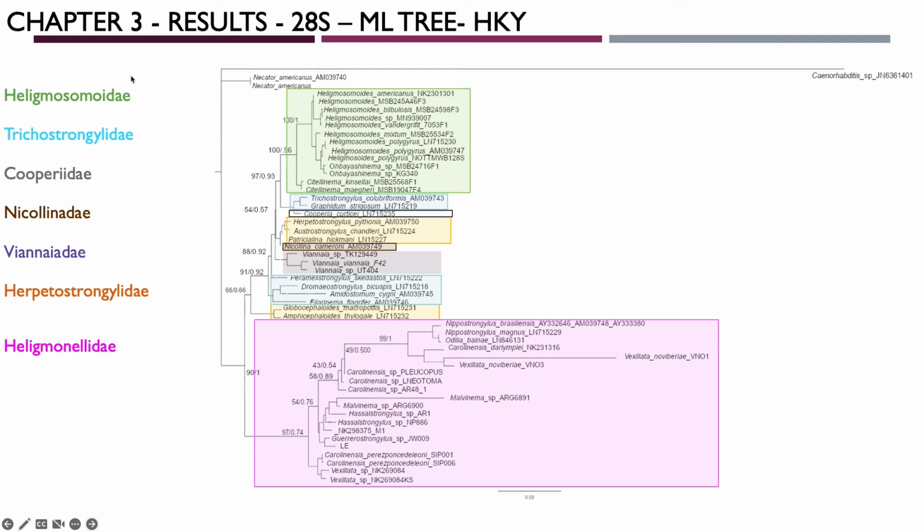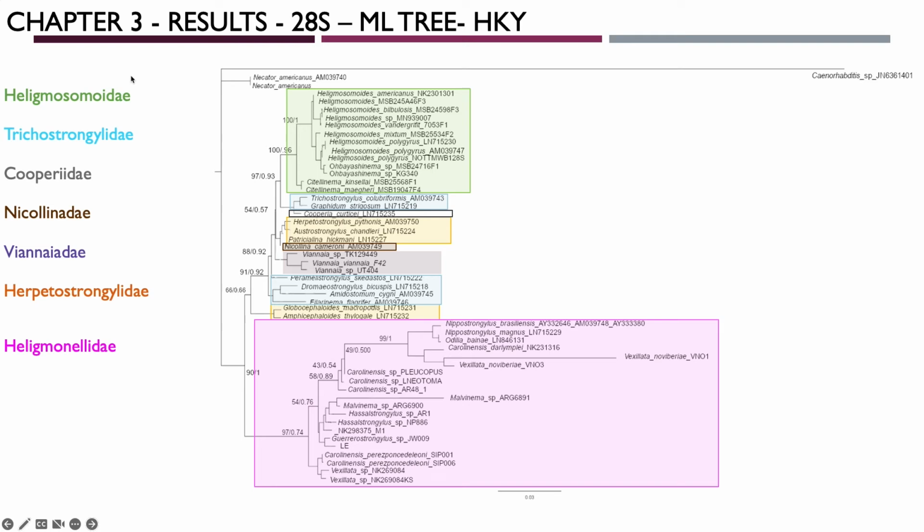So here is the Nippostrongylinae, which is representing the family Haligmanellidae. And here we can see that Carolinensis and Vexillata are paraphyletic. That's okay. We're testing this. We're testing it; the cart was put before the horse. People had these characters and we're testing them. It's okay that they're paraphyletic, and I'm happy with that. So we can see that there's that.